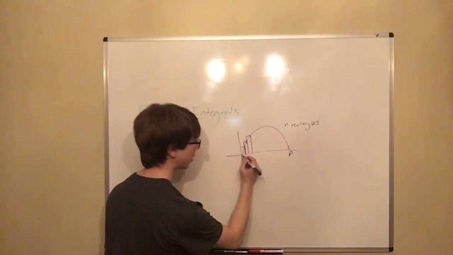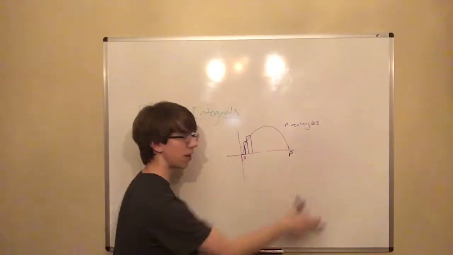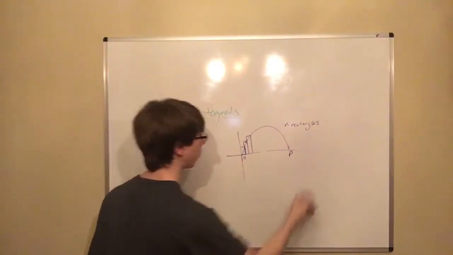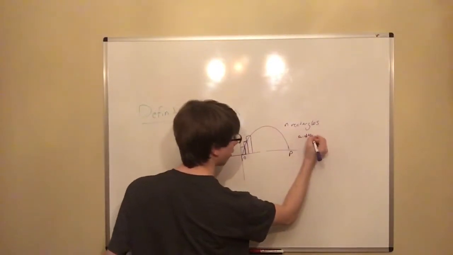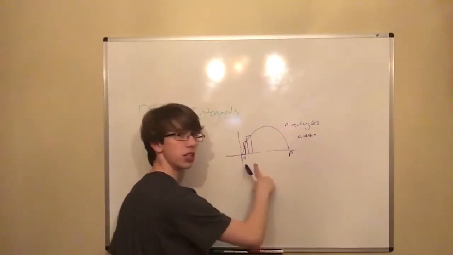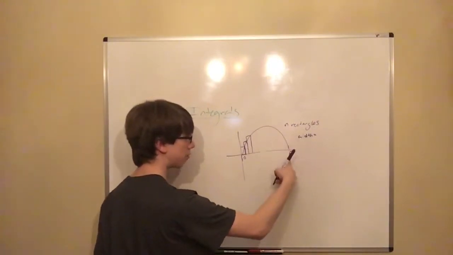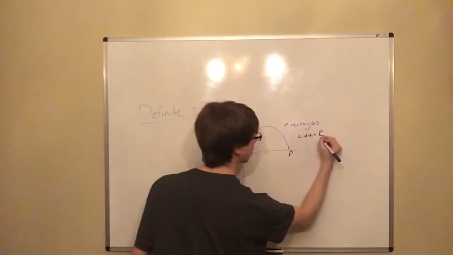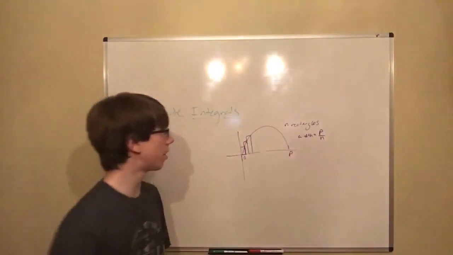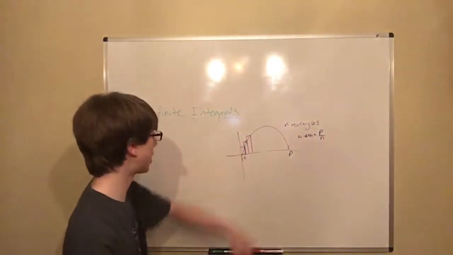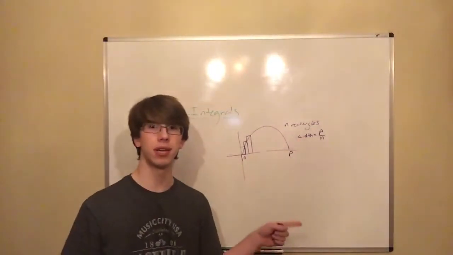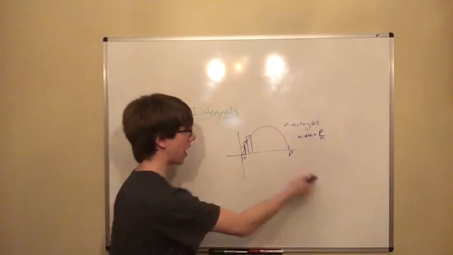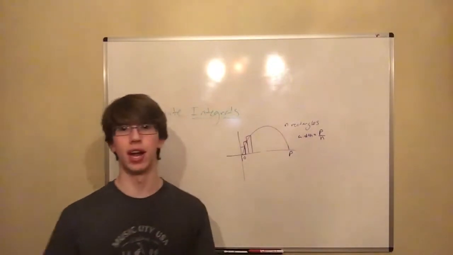Well, each rectangle has an equal width. So the width is equal to the total distance, p, divided by the number of rectangles, n. So the width of each rectangle is p over n. Or if we were doing a to b, the width would be b minus a over n.